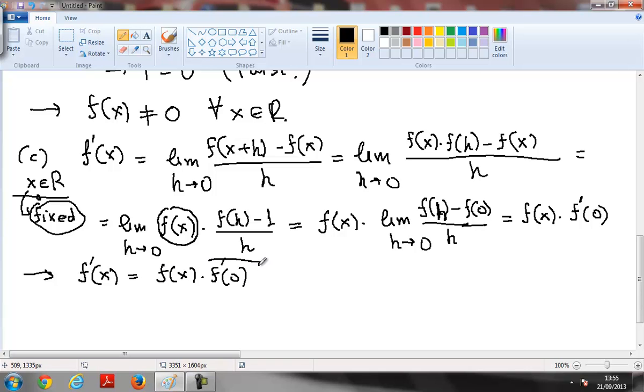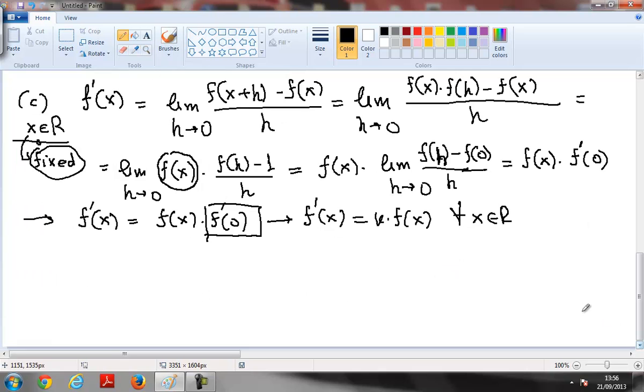So if you say that this expression is k, it's a number k, then the derivative of f at x is k times f of x for each value of x that belongs to the real numbers.